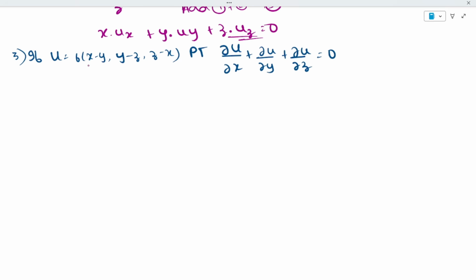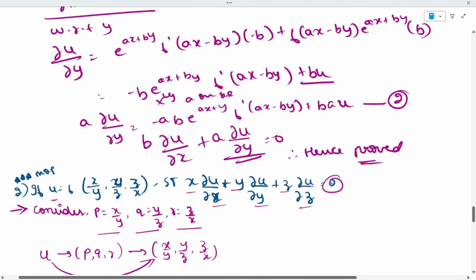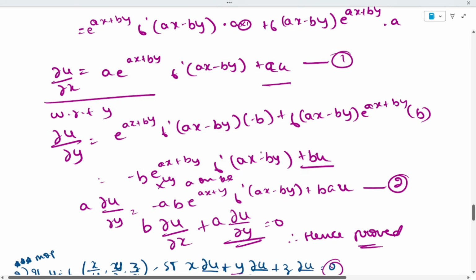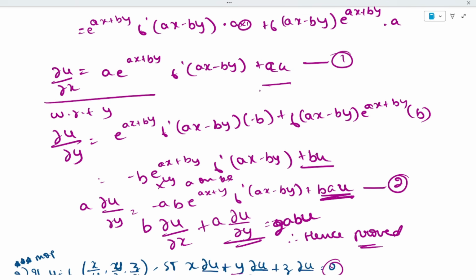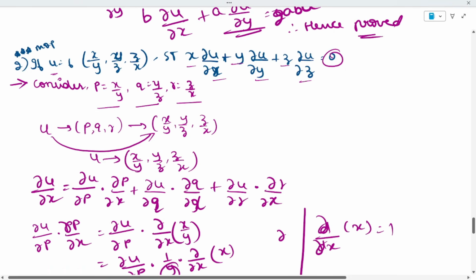That means f of x minus y, y minus z, and z minus x. The same similar type of question is being repeated. That is very easy. Here after you show it is 2abu, because here abu is there, and here if you multiply by b, you will get abu again. It will be 2abu.